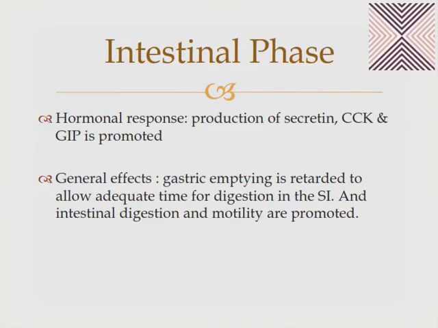Now what is the hormonal response? The production of secretin, as we have discussed earlier, cholecystokinin, the CCK, and the GIP is promoted. What are the general effects? The gastric emptying is retarded to allow adequate time for digestion in the small intestine. So this is a very, very important thing. And the intestinal digestion and motility are promoted.